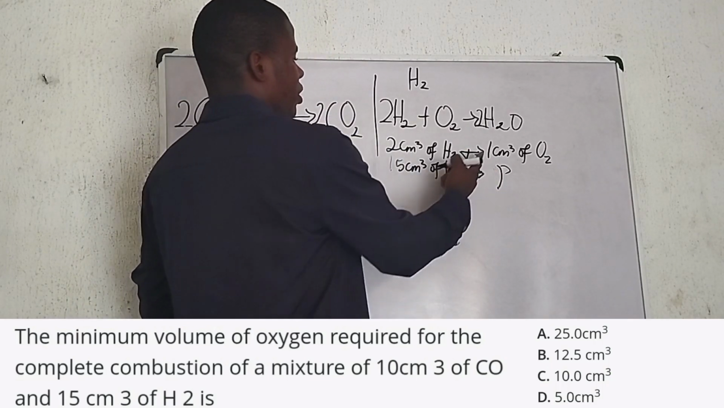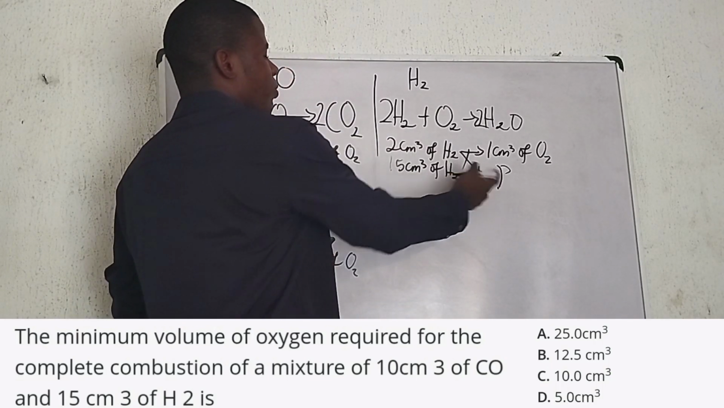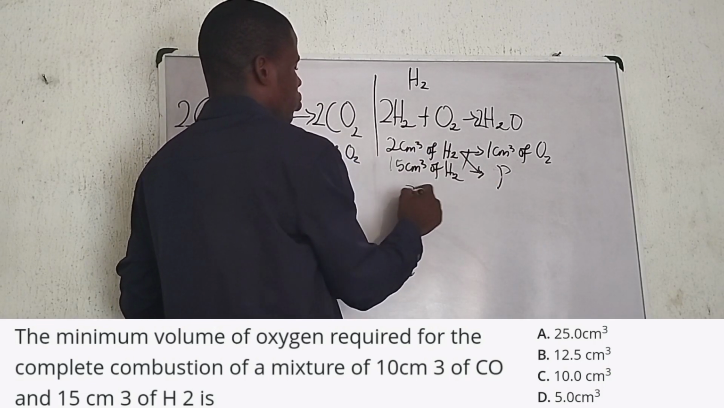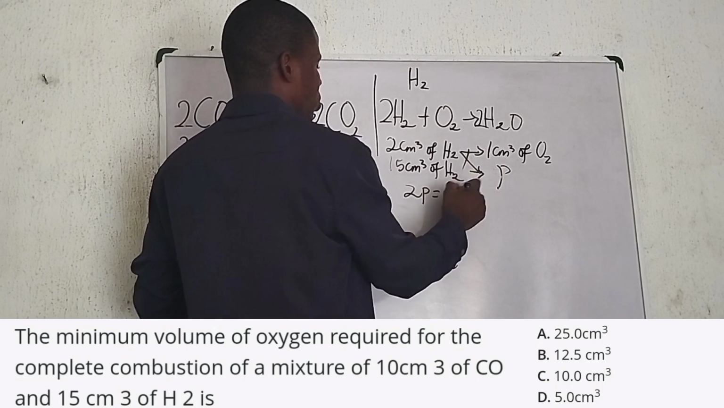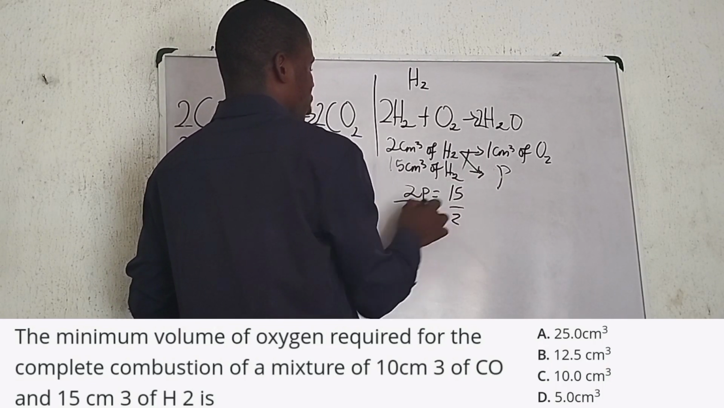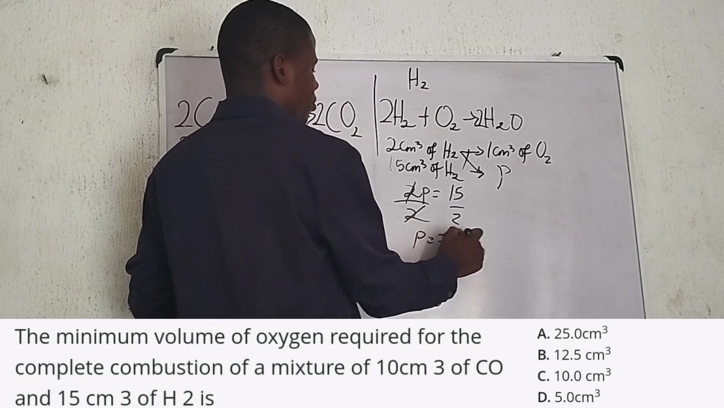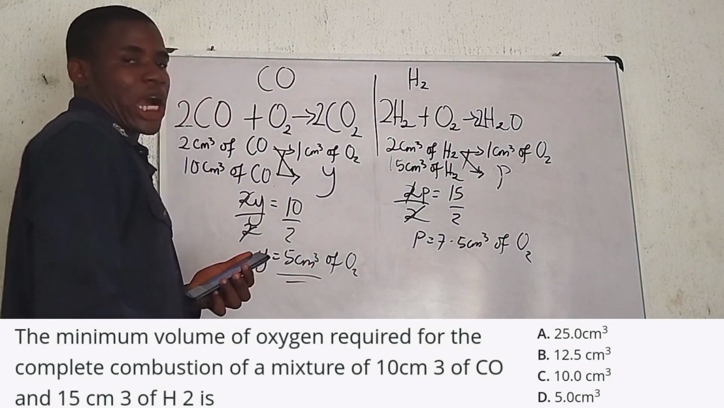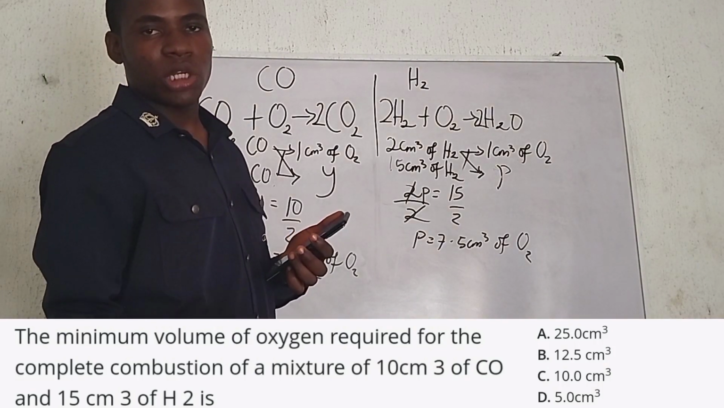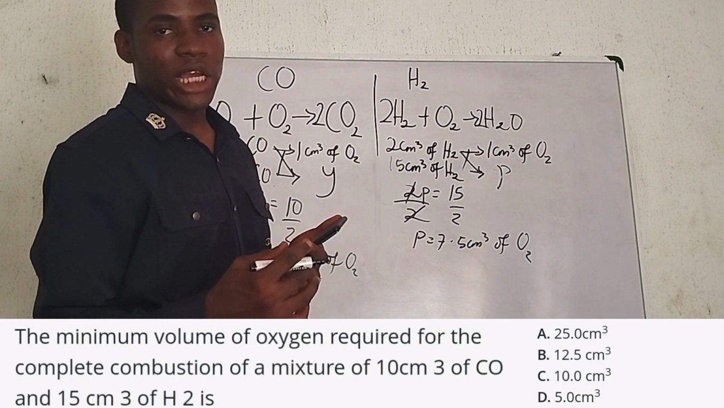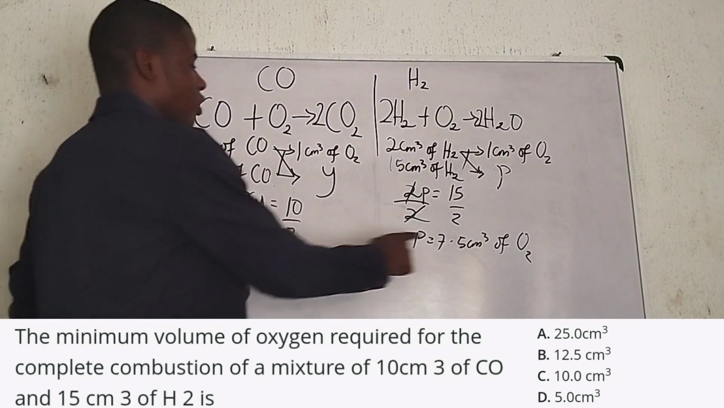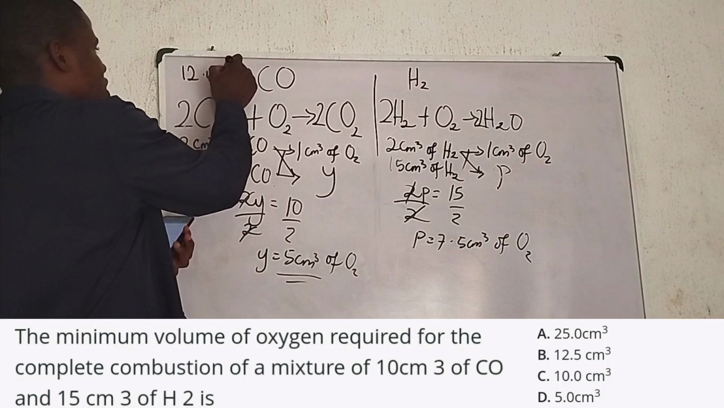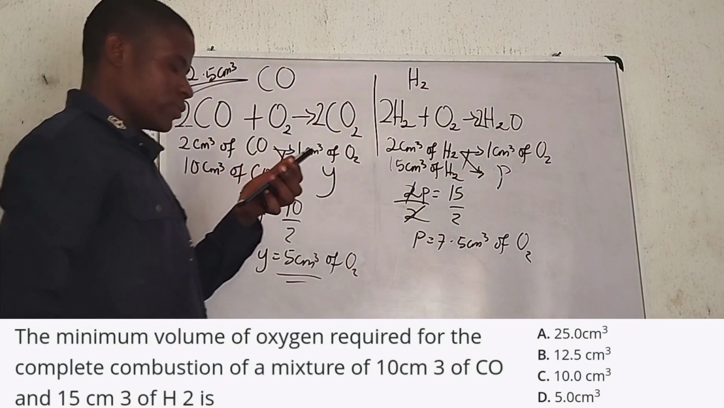So by me looking at this, I have 1 to 2. How many will be to 15? It should be 7.5. If you cross multiply, 2 times P is 2P equals 15 times 1 is 15. When you divide both sides by 2, you get that P is equal to 7.5 cm³ of oxygen. Now, in total, how many cm³ of oxygen will be required to burn a mixture of carbon monoxide and hydrogen gas? It will be 5 plus 7.5, and that will definitely give us 12.5 cm³. And that's option B.